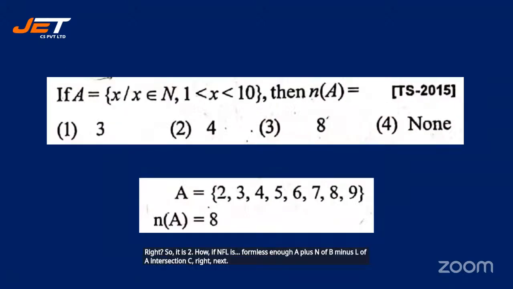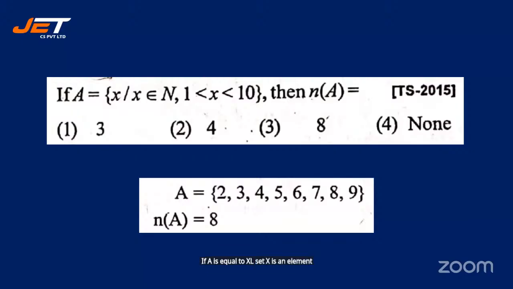If A is equal to {x such that x is an element of N, 1 less than x less than 10}, then n(A) is equal to dash. It is nothing but n(A) is 8.